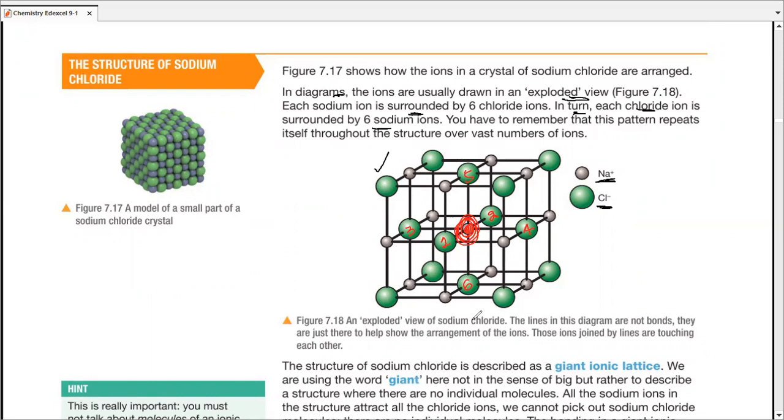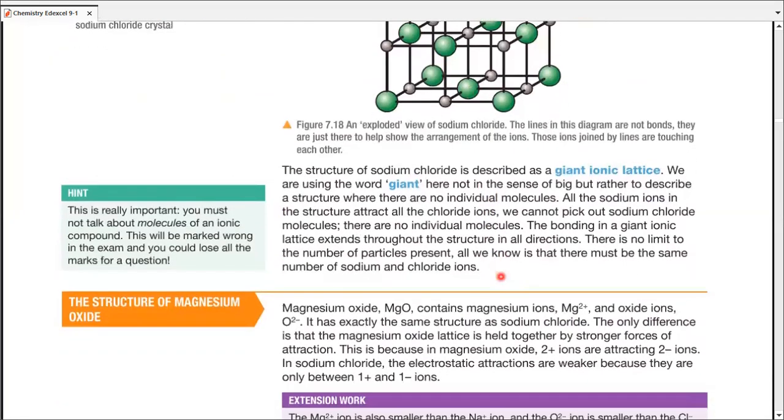And that's how we ask the questions from students. In a lattice like sodium chloride, how are the ions surrounding one another? Then you need to tell them the exact lines. Each sodium ion is surrounded by six chloride ions, and in turn, each chloride ion is surrounded by six sodium ions. That's how you're supposed to answer. And this pattern actually repeats itself throughout the structure. That's why we call it a lattice, right? Moving on, we further describe this.